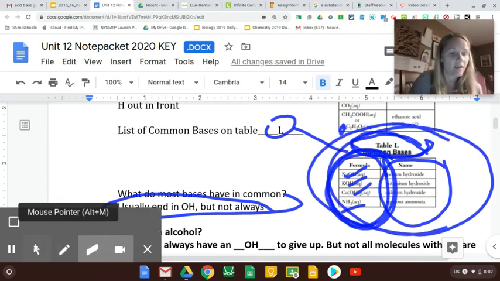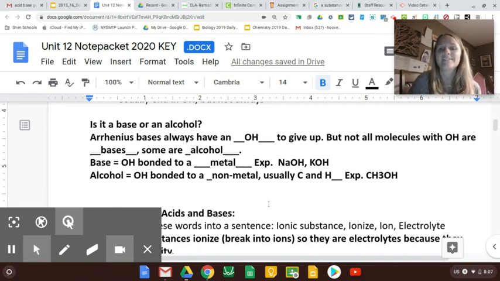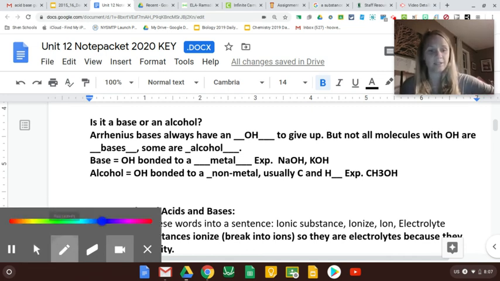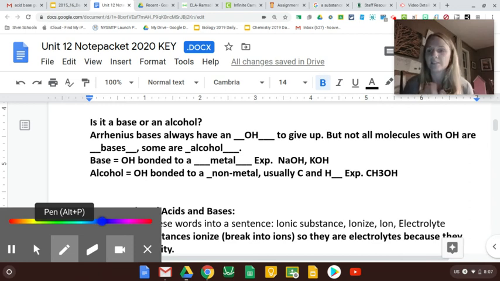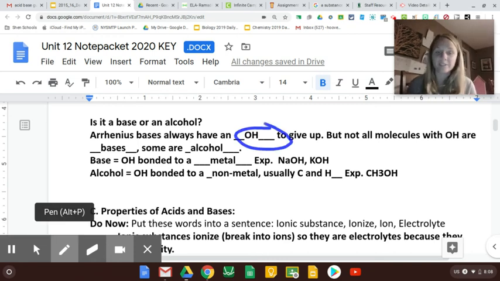There is one more thing that makes bases tricky: there is something else that ends in OH, and that is an alcohol. You can't mix up your bases and your alcohols, because one people like to drink or use for sanitary purposes, like in hand sanitizer, and the other one is for cleaning. You don't want to drink a base, right? People want to drink alcohol. So yes, they do usually have OHs, but not always. So you want to check the chart.